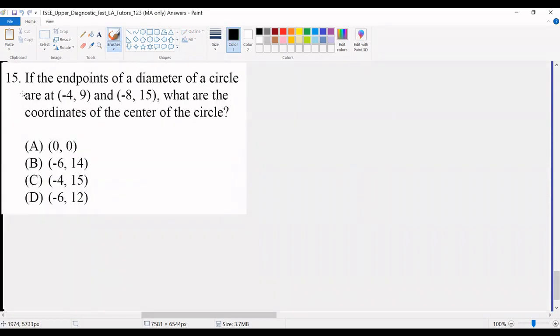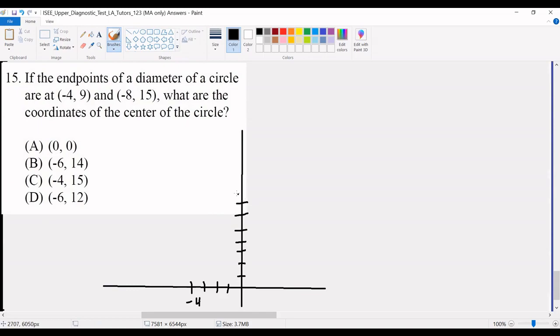On to number 15. Number 15, if the endpoints of the diameter of a circle are at -4, 9 and -8, 15, what are the coordinates of the center of the circle? For any one of these problems, when ordered pairs are involved, it's probably a good idea to sketch a graph and see what's happening. So let's see what's going on. I have -4. Then we count up 1, 2, 3, 4, 5, 6, 7, 8, 9. So we have an ordered pair right here.